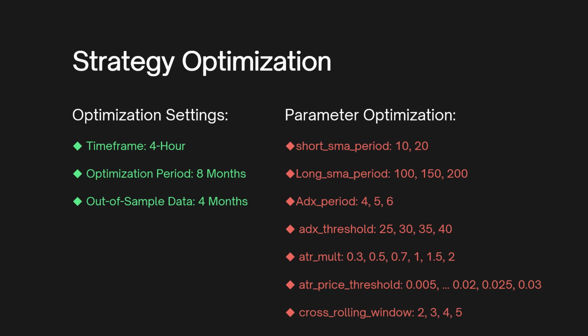We'll use Freqtrade's HyperOpt feature to find the best parameter combination for maximizing profits while minimizing risk. Once we've optimized the settings, we'll run a backtest to check how well the strategy performs with the new parameters.